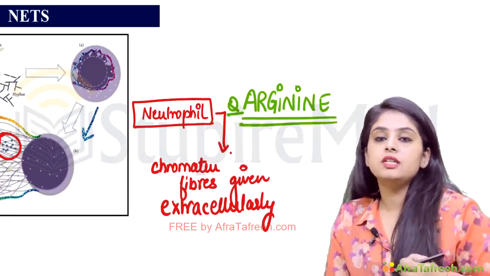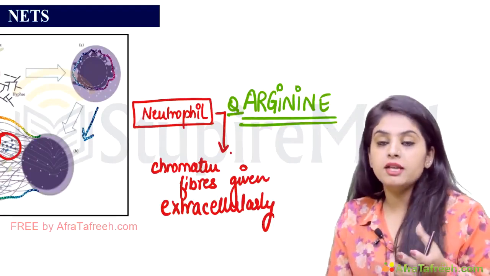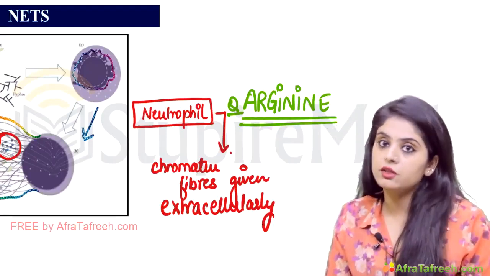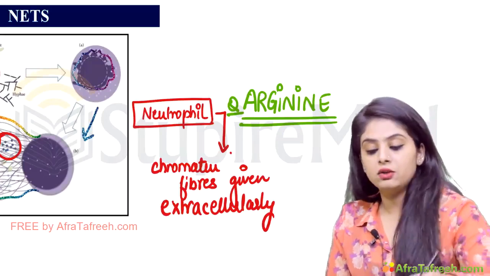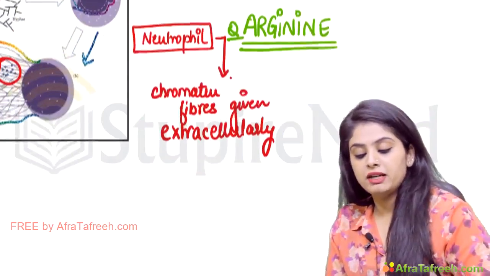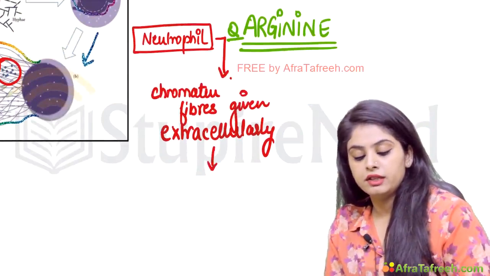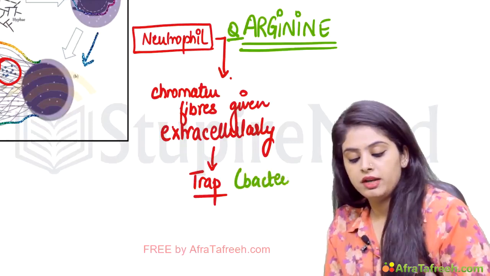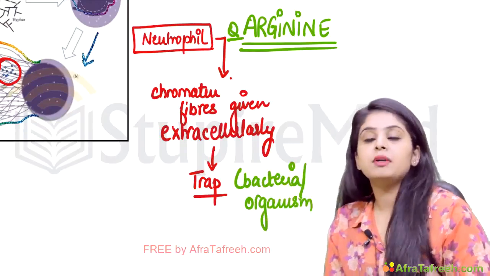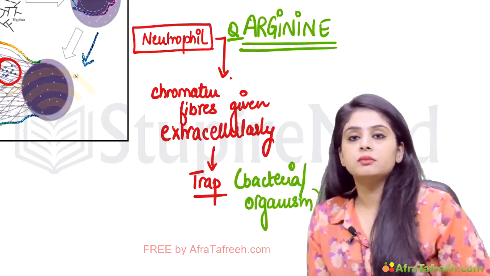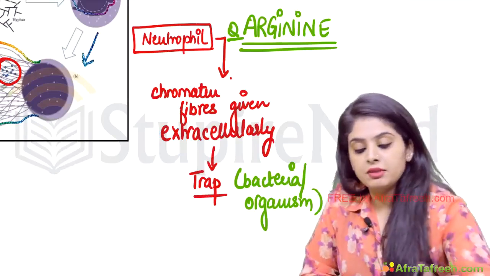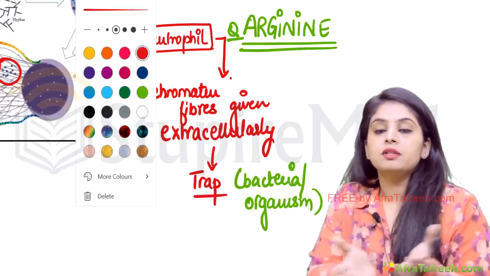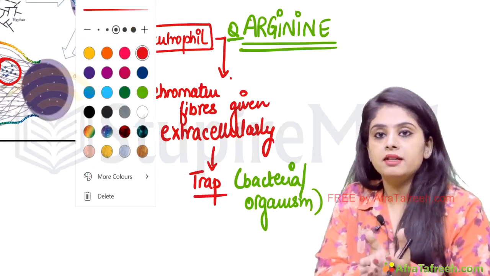Arginine is the amino acid which is going to help the neutrophil give out all of its chromatin. The chromatin goes out. As soon as the chromatin goes out, it results in the formation of a trap. Whom will it want to trap? The bacteria or any organism that is present. But just by trapping the organism, can we kill the organism? No. Instead, what will happen? The chromatin has trapped the entire bacteria, right?